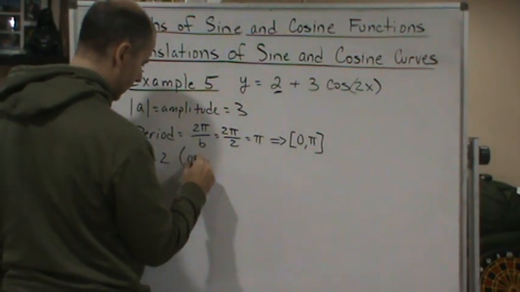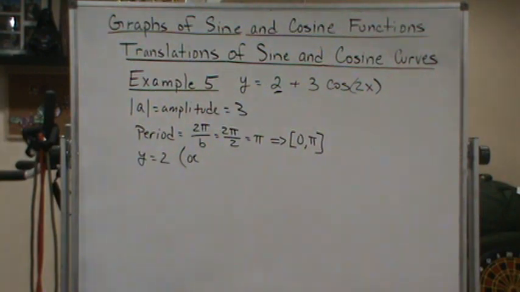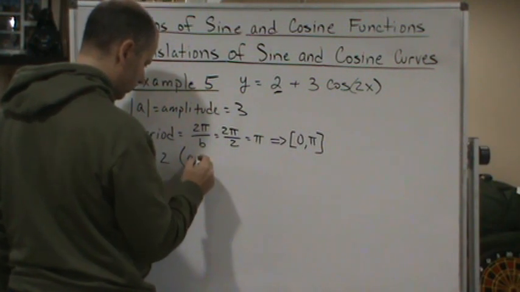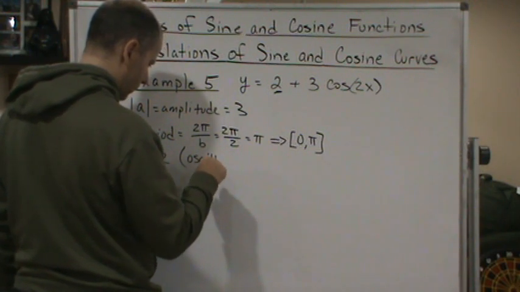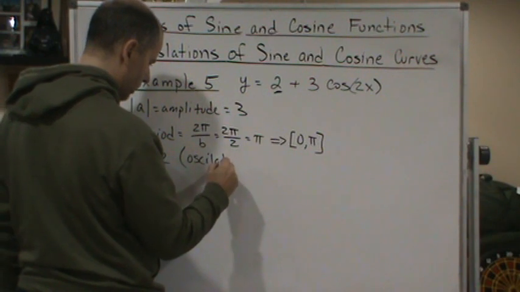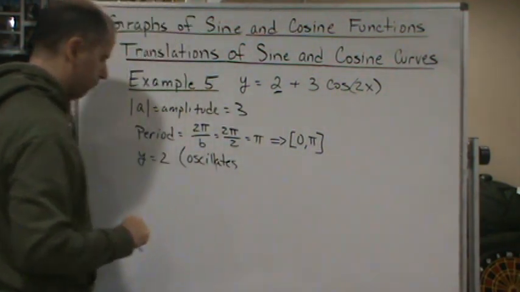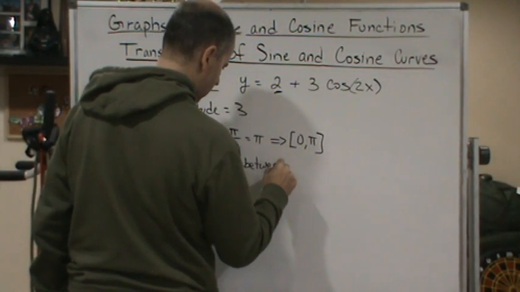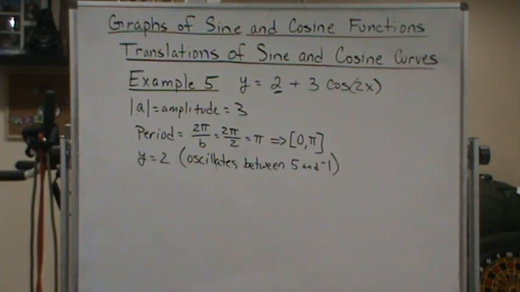So I'm going to write that here. It oscillates between 5 and negative 1. All right, so that's good information to know.